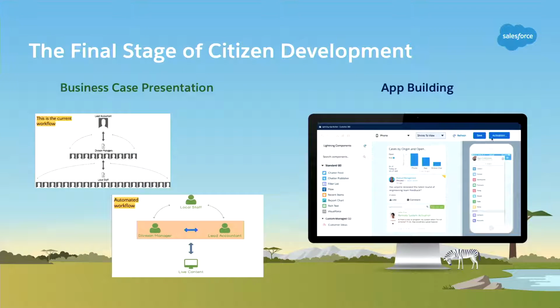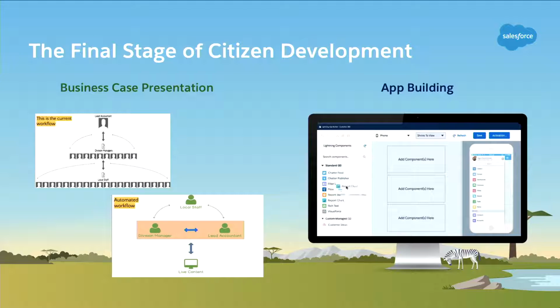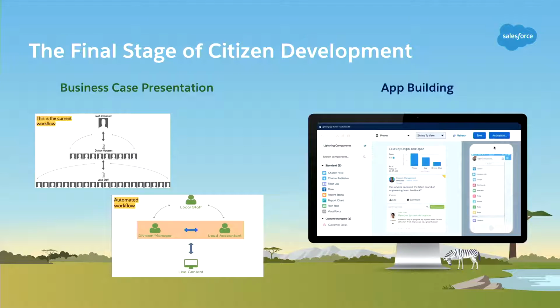And then the final stage of citizen development is presenting the business case for IT. A lot of times I hear admins or developers say, my users don't know what they want, I don't know how to build exactly what they want. And this stage is really important to me because I realize when I can present what IT wants in a way that's digestible for IT, I can get what I want done.